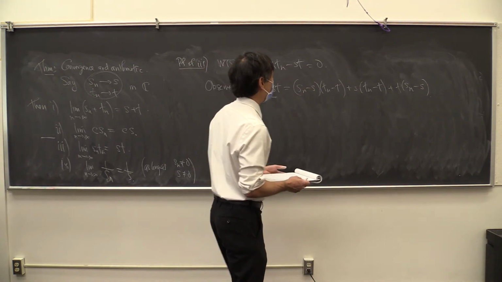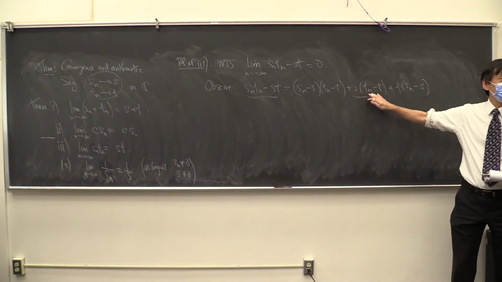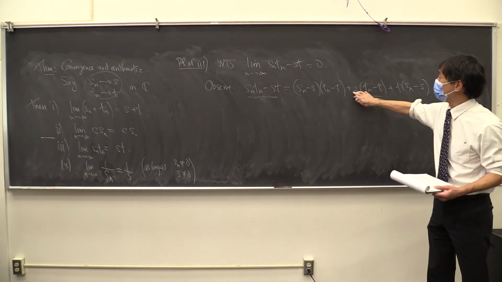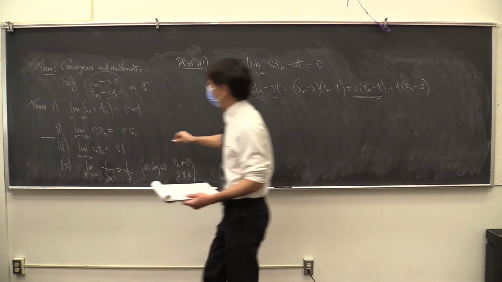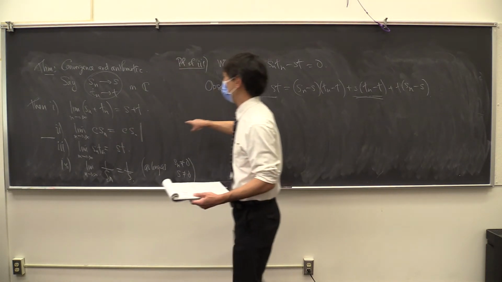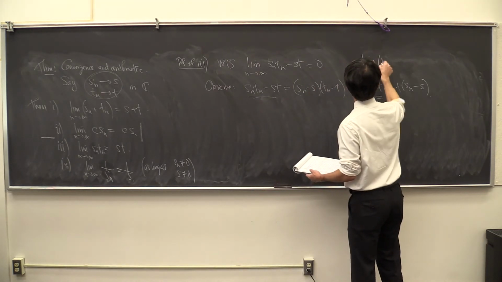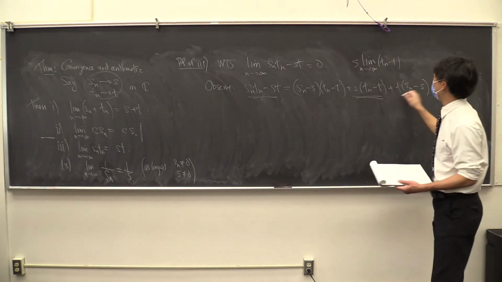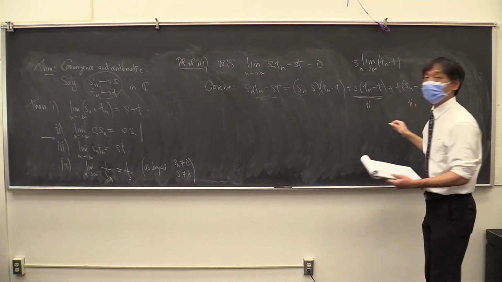Okay, now this is good. Why is this good? Because what do we have here? This is a constant times something that goes to 0, and so we can use this second property to evaluate that. That's just going to be S times the limit as n goes to infinity of Tn minus T, which is 0. Similarly, we can use 2 on this as well.